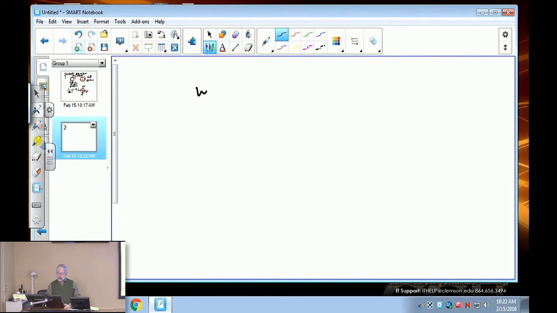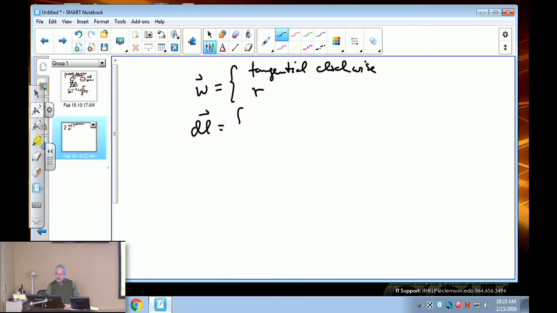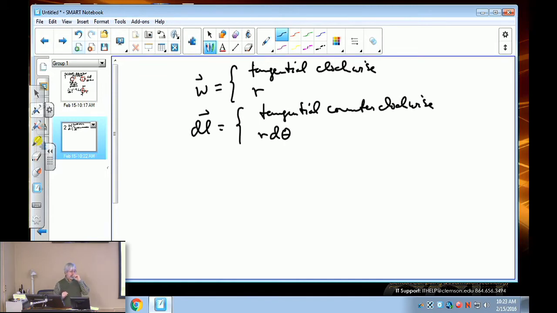Okay, so let's look at that. W is tangential, but clockwise, and of magnitude r. That's the vector W. And dl is tangential counterclockwise, and it's equal to r d theta in magnitude, right? That's the arc length around the circle, r d theta. So W dot dl is negative r squared d theta, because they're in opposite directions.